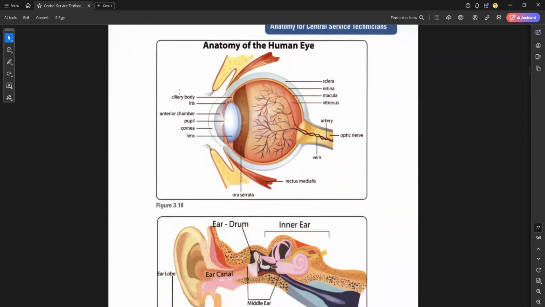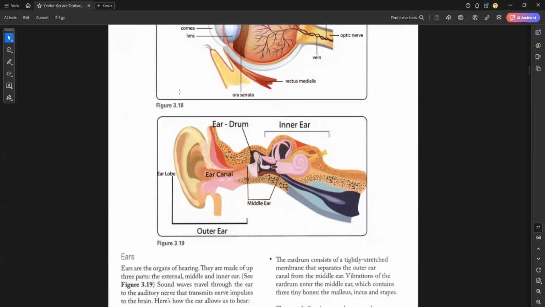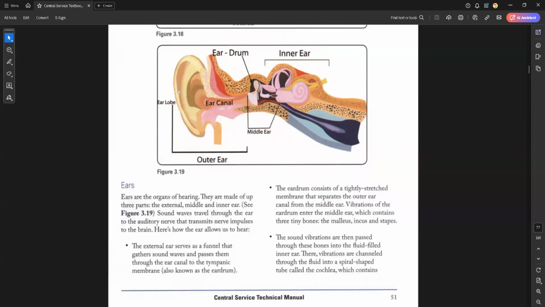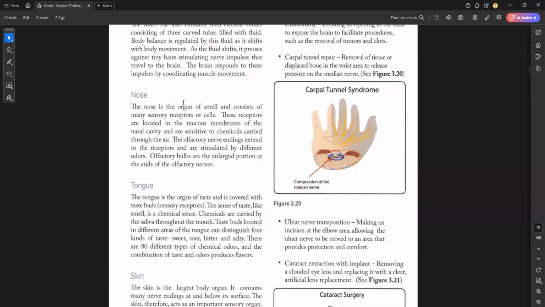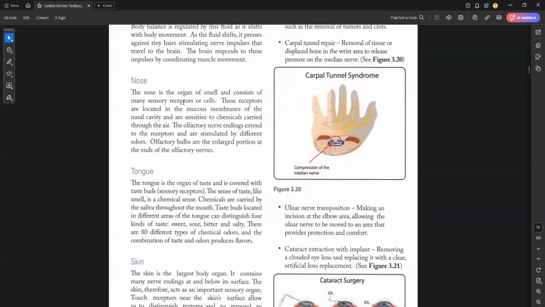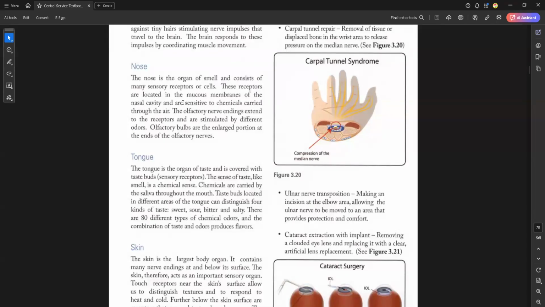As you can see, these are the parts of the eye. And we also have the ear, with the eardrum. Next, the nose is also there.